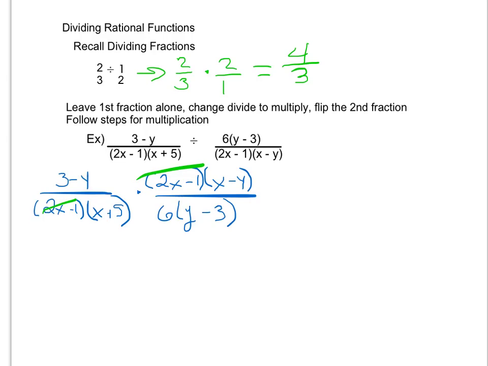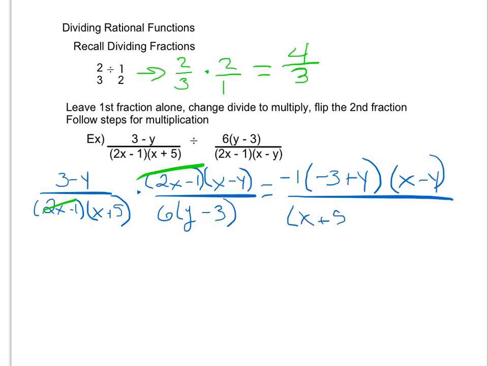That is then going to give me a negative times negative 3 plus y and x minus y on top, just going ahead and doing that multiplication on the top, and x plus 5 times 6 times y minus 3 on the bottom. And now I notice that even though they're written in a different order, it doesn't matter what order I add or subtract in. So a negative 3 and a positive y and a negative 3, I can go ahead and also cancel those out, giving me a final answer in simplest form of negative x minus y.